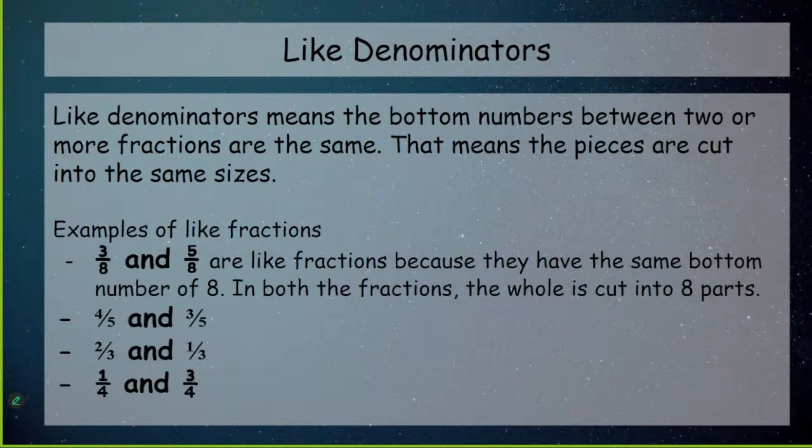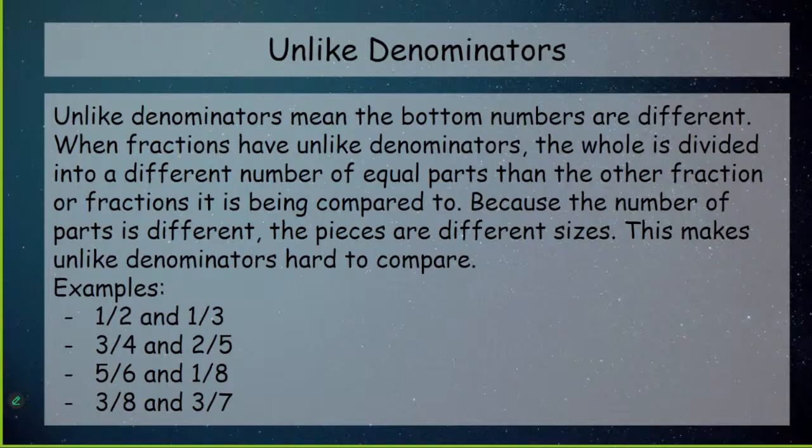Now some other examples are 4/5 and 3/5. They both have a denominator of 5 and therefore they are like fractions. 2/3 and 1/3 both have a denominator of 3, so they are like fractions. 1/4 and 3/4 have the same denominators, so that means that they're like fractions as well. So basically, if they have the same denominator, they're called like fractions.